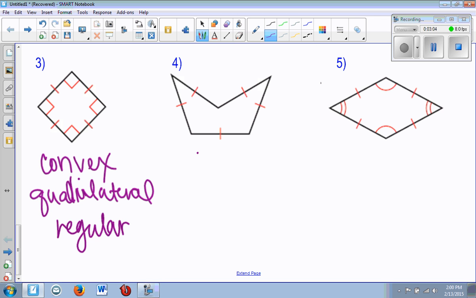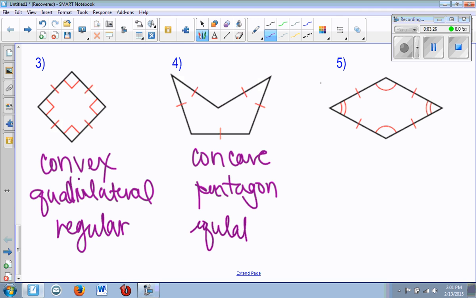Number 4 is a concave polygon because the top sides cave in. It has 5 sides, so it is called a pentagon. And it has 5 equal sides, but it doesn't have all equal angles. So it is just called equilateral. It is not called regular. Called equilateral because it has all equal sides.